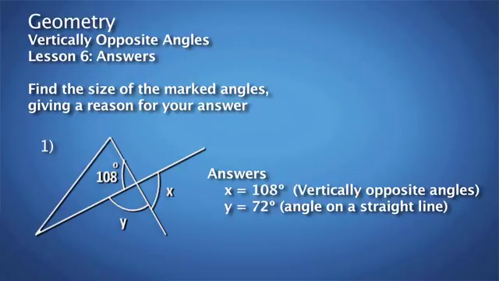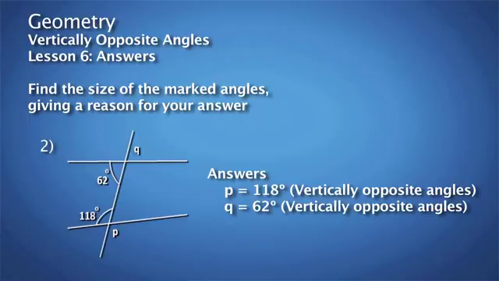The value of angle X is 108 degrees because they are vertically opposite. And the value of angle Y is 72 degrees, angles on a straight line. Number two, the value of angle P is 118 degrees. They are vertically opposite angles. And the value of angle Q is 62 degrees. Also, the reason is they are vertically opposite angles.